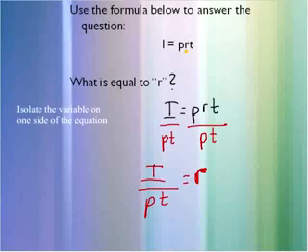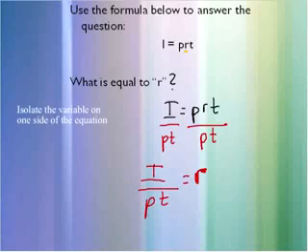So again, identify the variable you're isolating, identify the operations that are being performed, and then do the opposite to take the variables to the other side of the equation. So again, because p and t were both multiplying r, I'm going to divide those sides by pt. And this is my final answer.